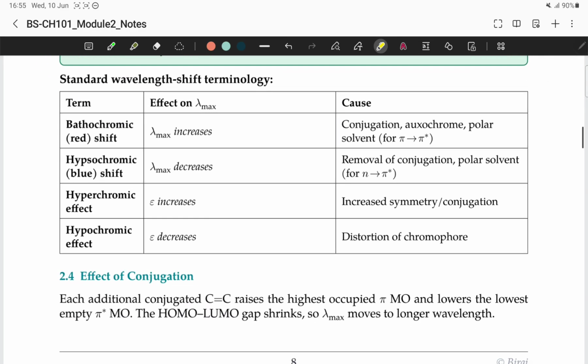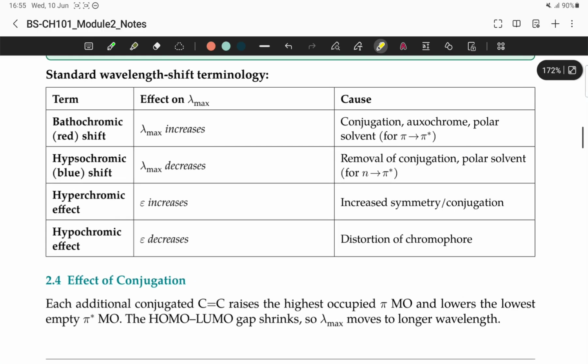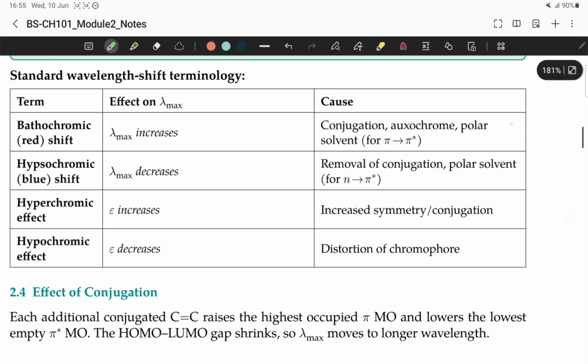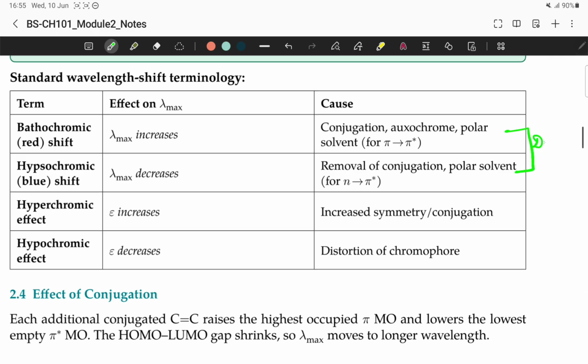Now we are coming to spectral shift terminologies. I'm telling you, these terminologies are way too important for your exam, and I'm telling you one question: the bathochromic shift and hypsochromic shift. You need to learn the difference. I haven't added it over here. I will be adding the difference. This is very important. I'm writing it on your behalf. Prepare a set of differences between these two. Important.